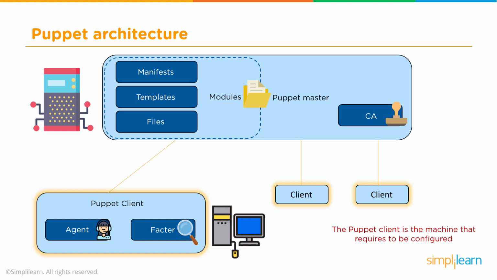Our next component, Puppet Client, of course these are the systems that require to be configured. Agent is a service installed on the client. The agent is solely responsible for all the communication between the master and the client. And finally, we have Factor. So Factor is responsible for collecting all the data about the present state of our clients and sending this data over to the Puppet Master. At the master, this data is compared against the manifests, which are your code files, and then these manifests are sent over to the client depending upon the results of this comparison.